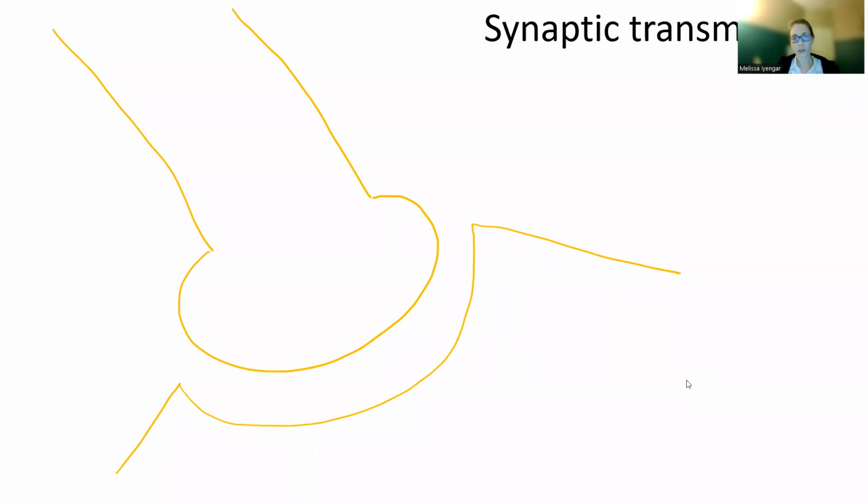Okay, so this part of the video, we're going to look at synaptic transmission in general, and then there'll be another video with synaptic transmission for muscle also. It's just a slight difference in what's going to happen. Mostly the slight difference has to do with the neurotransmitters that are going to be released.